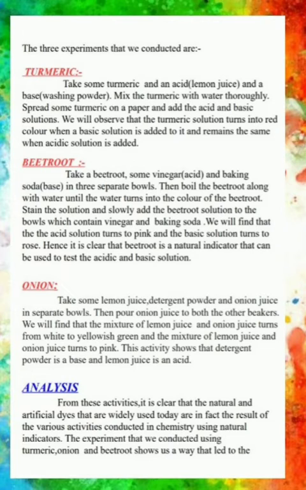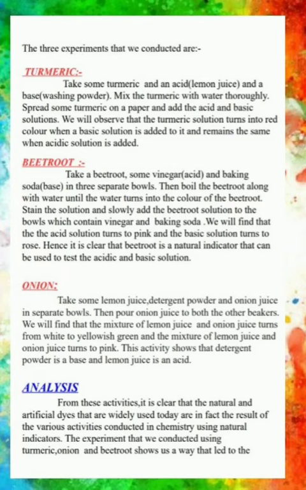Second one, beetroot. Take a beetroot, some vinegar and baking soda in three separate bowls. Then boil the beetroot along with water until the water turns the color of the beetroot. Strain the solution and slowly add the beetroot solution to the bowls which contain vinegar and baking soda. We'll find that the acidic solution turns pink and the basic solution turns rose. Hence, it's clear that beetroot is a natural indicator that can be used to test acidic and basic solutions.